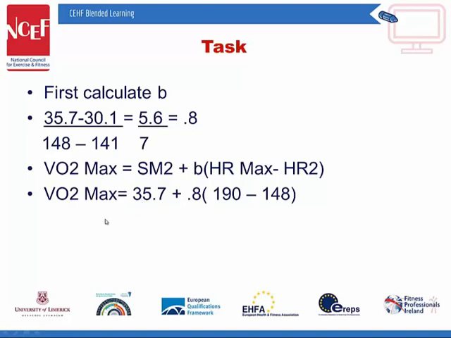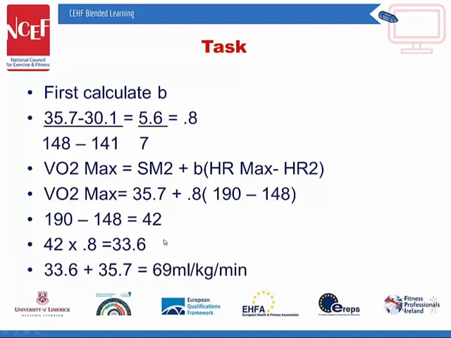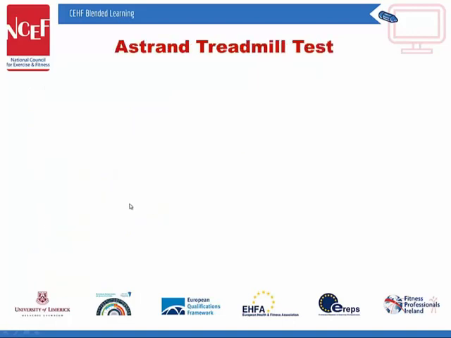So the first thing we do is do what is inside the brackets first. 190 minus 148 equals 42. The second thing we do is get rid of the brackets by multiplying 42 by 0.8, which is 33.6, and finally add on 35.7, which will give us our answer, 69 millilitres per kilogram per minute of exercise. That's John's VO2 max. Go to the standards, check out whether it is good, average, excellent, whatever, and give feedback to John. Okay, so that's the treadmill jogging test.